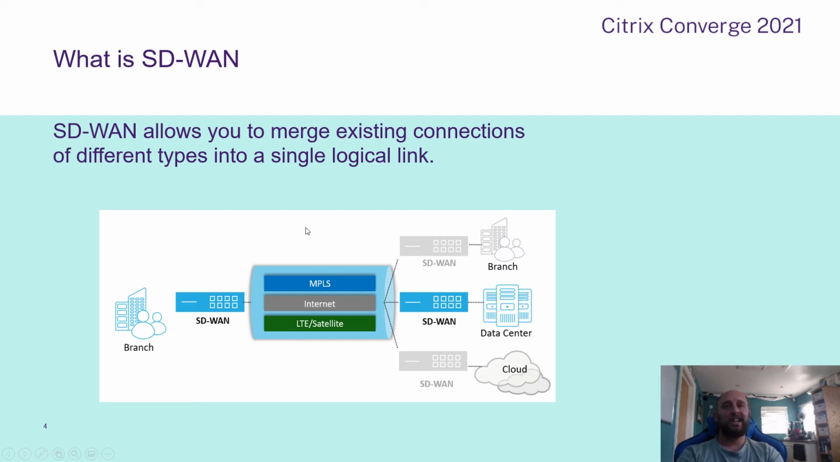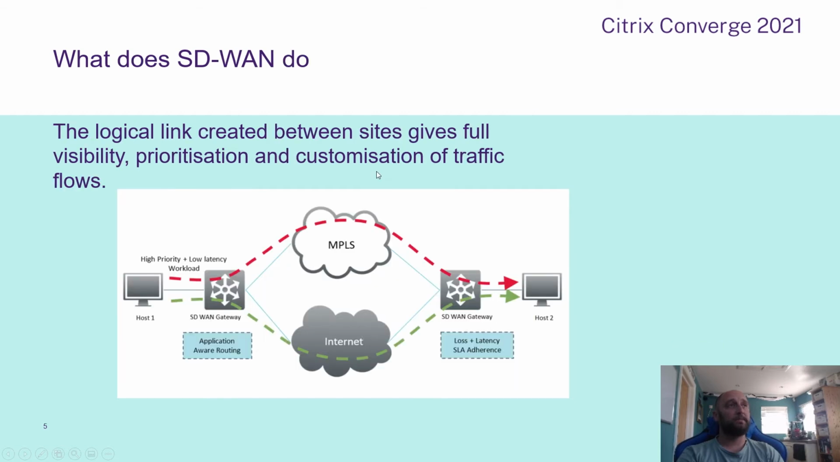Okay, so you can see here in this example, I've got MPLS, internet, and LTE satellite. And this is a stock diagram. I've not done anything special here, but I'm explaining here how you can mesh these different types of networks. So the logical link created between the sites, that's the red and the green, allows us to look at the traffic that's going over the link, to understand which applications via the packets that are going across, and what we can do with those.